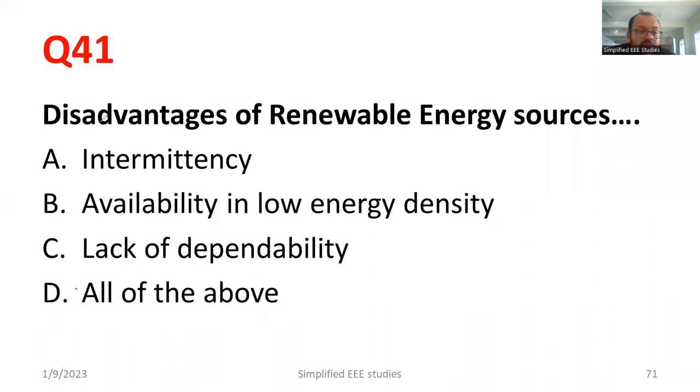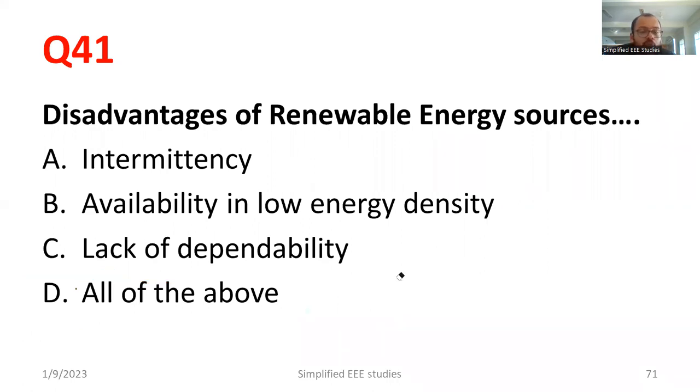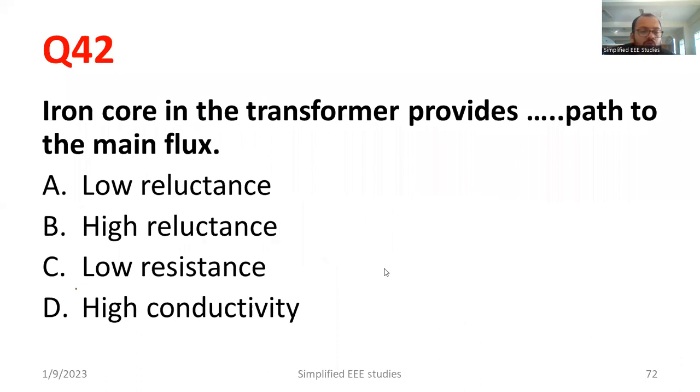So another question: disadvantages of renewable energy sources, which is the right answer? See, intermittency, availability, low energy density, lack of dependability, all of the above. It is better to go for all of the above because these are the setbacks or shortcomings of renewable energy sources. So it's a simple question only.